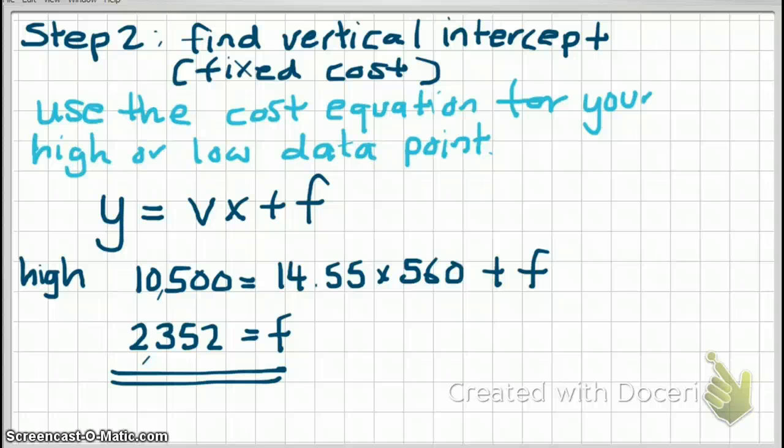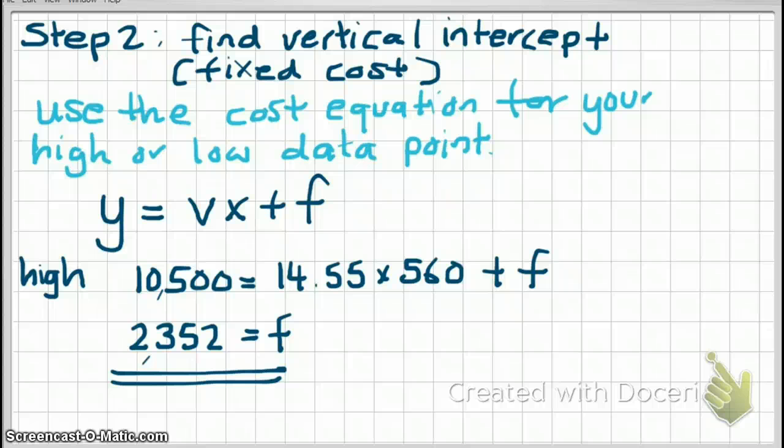That's your fixed cost. If you could, pause this video and recalculate the same information for your lowest data point. You know that your total cost was 8,900. Your variable cost per unit didn't change, it's $14.55, and your volume was 450. So calculate your fixed cost using that data point and see what you get. You should get the same 2,352 as your fixed cost.